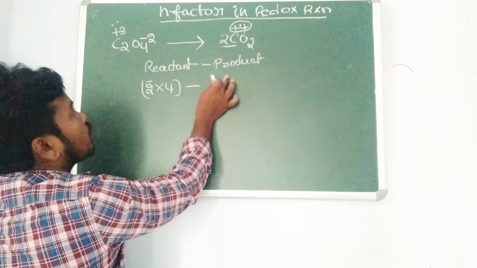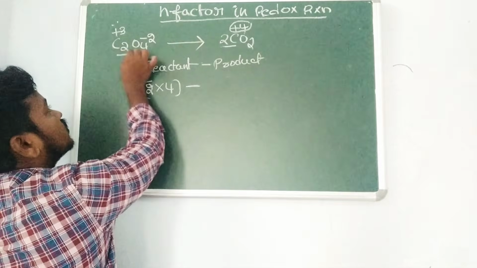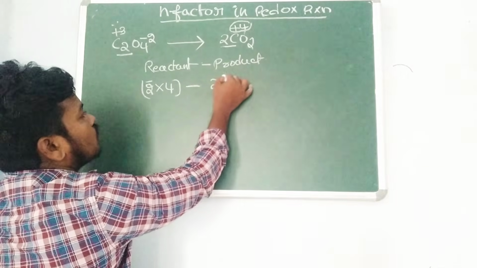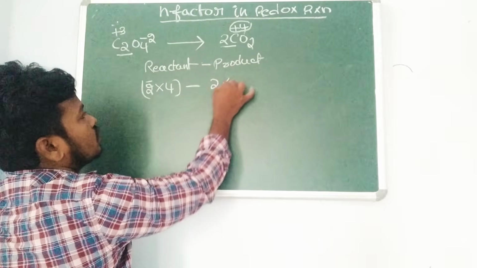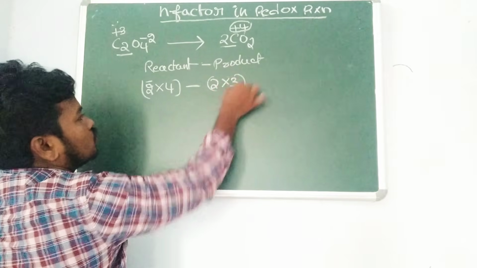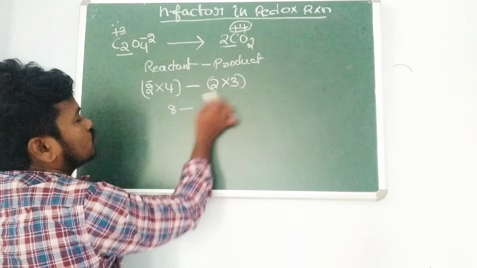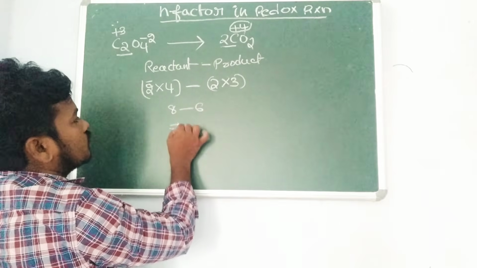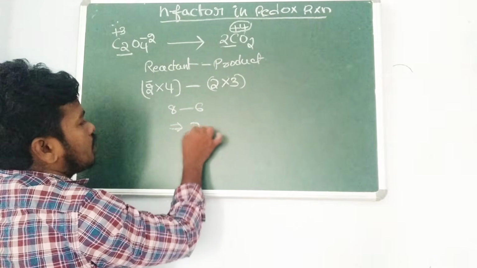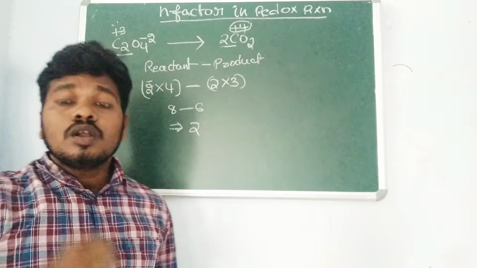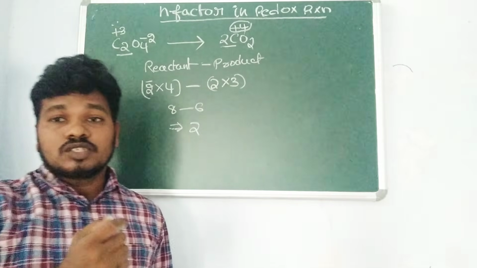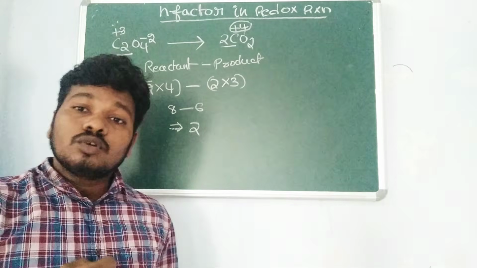So minus the product side: 2 carbons, and the oxidation number is 4. So 8 minus 6 is 2. The change in oxidation state is equal to the N factor, so the N factor is also 2.